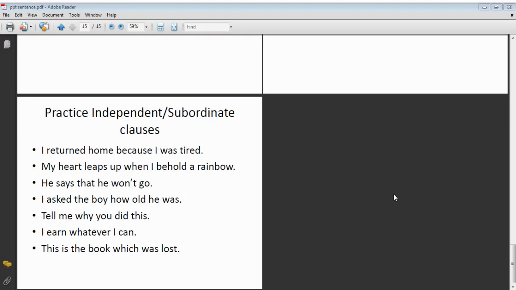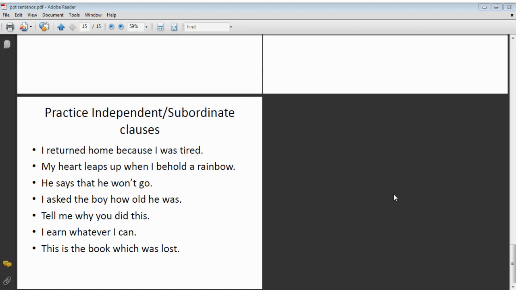Tell me is an independent clause. Why you did this? Again, it is a subordinate clause. I earn is an independent clause. Whatever I can is a subordinate clause because it is beginning with a subordinating conjunction, whatever. This is the book is an independent clause. Which was lost is a subordinate clause beginning with a subordinating conjunction, which.